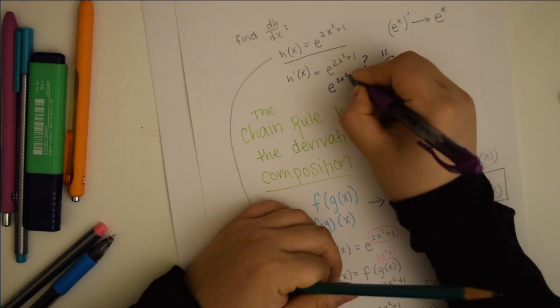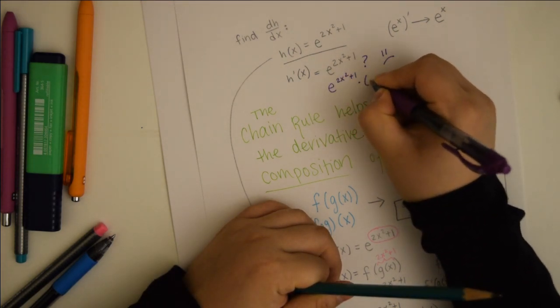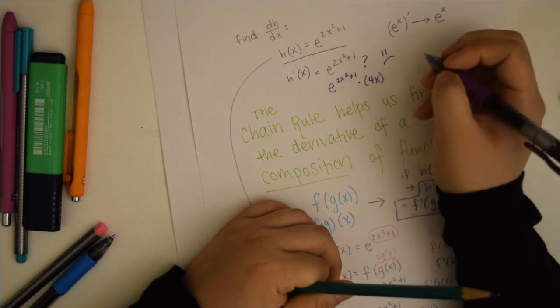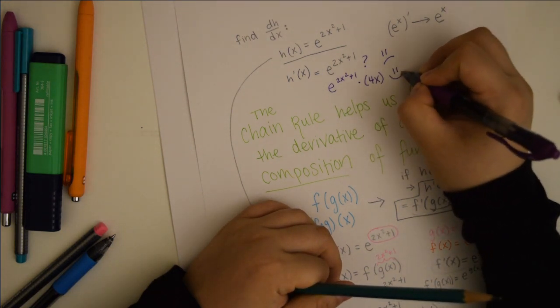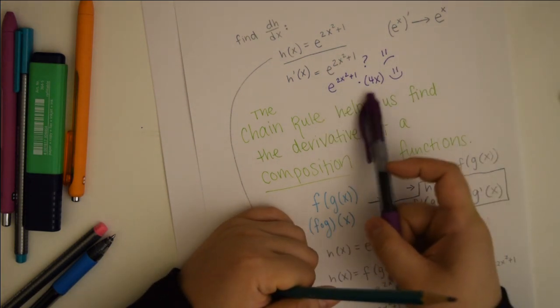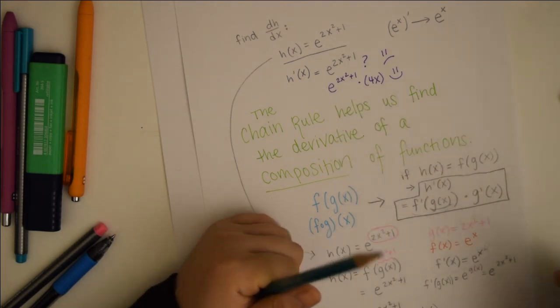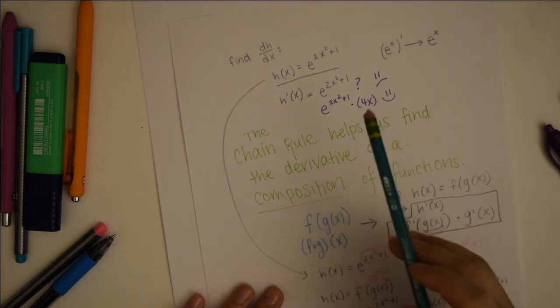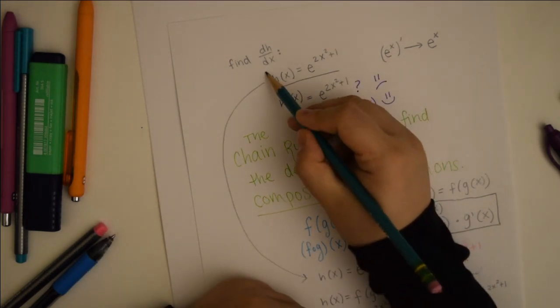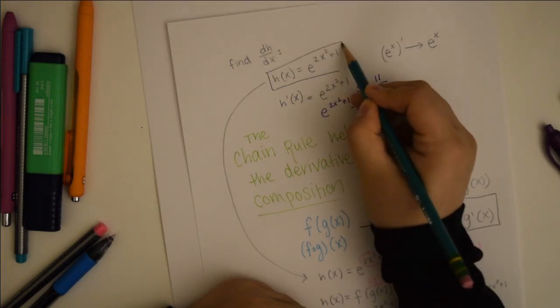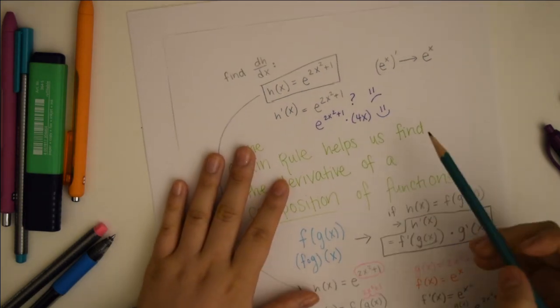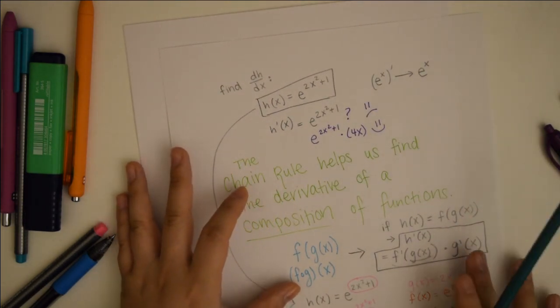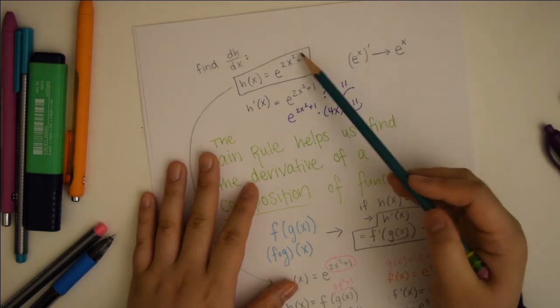So basically, if this were my answer, then that would be happy face. And that's right, we need to multiply by the 4x. So really, what we're doing is, with this question, because it doesn't quite look like e to the x, it's just e to the other stuff.